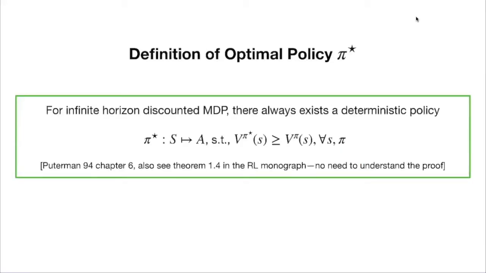Okay, so let's take a look at the definition of optimal policy. The theorem inside this green box is basically saying that for any infinite horizon discounted MDP, there always exists a deterministic policy such that this policy's value function dominates any other policy at any state. This expression might look complicated, but it's just saying that there exists a policy pi star that dominates any other policy pi everywhere. That's all this theorem is saying.